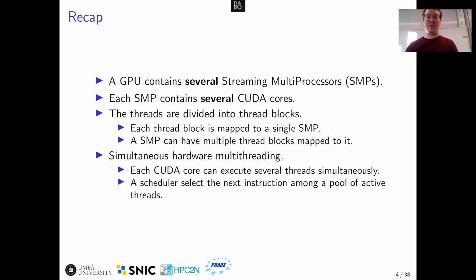And then there is this thing called simultaneous hardware multithreading. Again, you have multiple threads per core. And it's just a scheduler that is always going to maintain the pool of threads from which it's going to select a thread that is ready to execute.